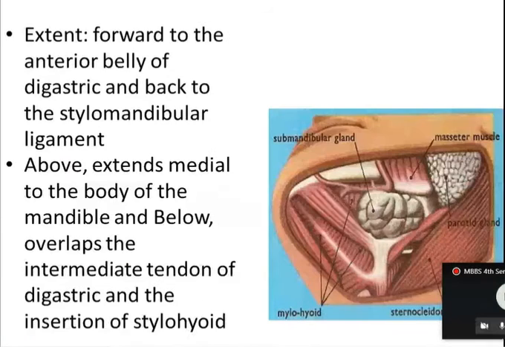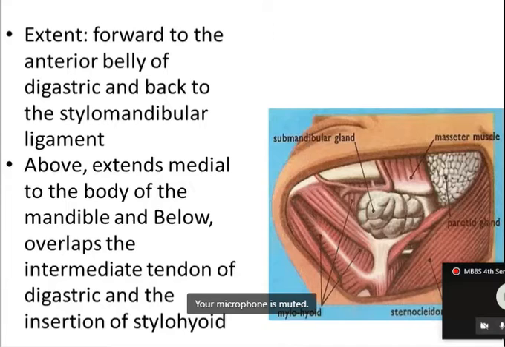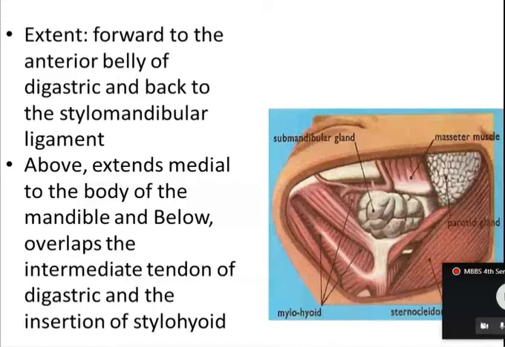It extends forward to the anterior belly of the digastric and backward to the stylomandibular ligament. Above, it extends medial to the body of the mandible, and below it overlaps the intermediate tendon of the digastric and the insertion of the stylohyoid muscle. So this is the extension of the submandibular gland.